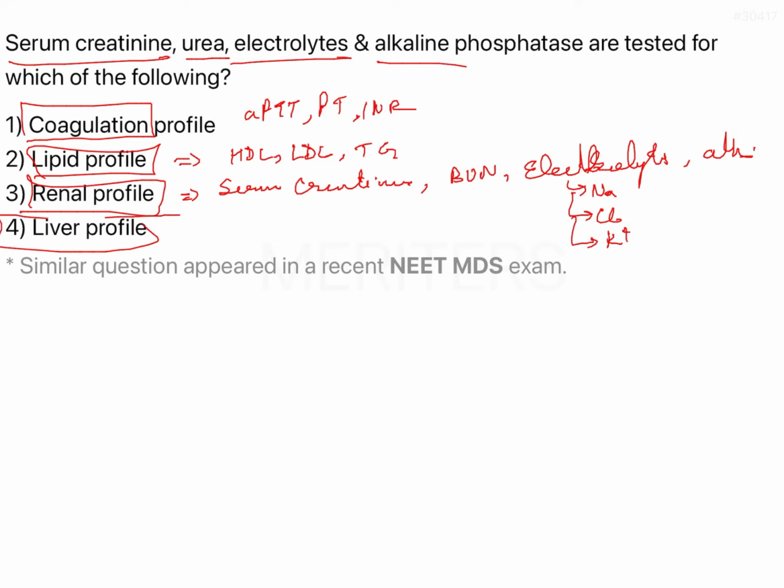Then we come to the liver profile. Any insult to the liver, maybe due to alcoholism, maybe due to hepatitis infection, or it may be due to other reasons that are going to affect the liver, and you generally see jaundice there, right? So the most common symptom which is going to affect the liver is going to be jaundice. Yes, and jaundice is basically a sign, not a symptom actually.